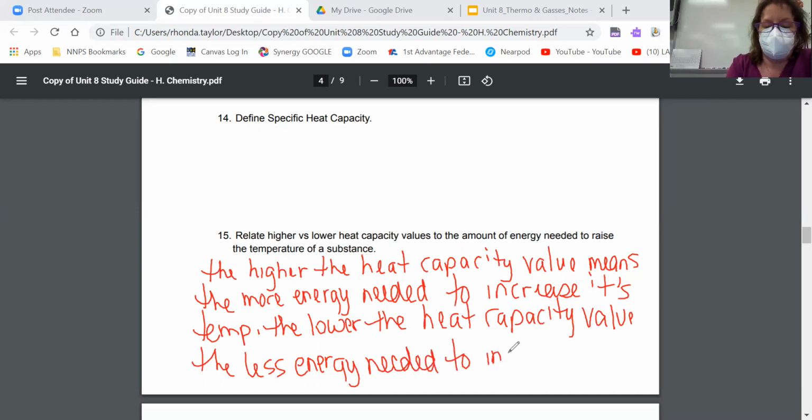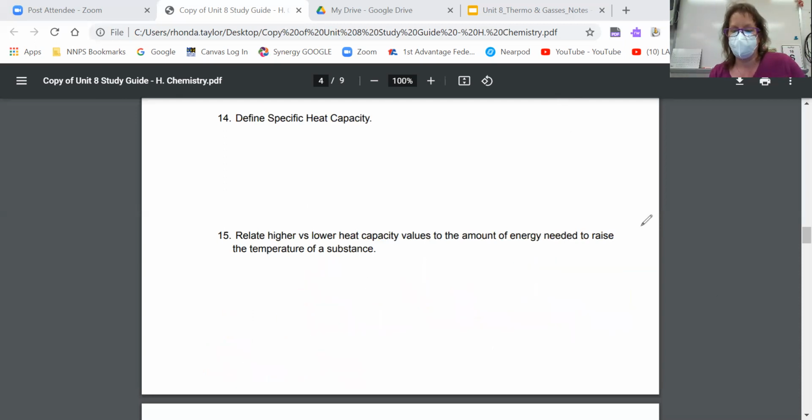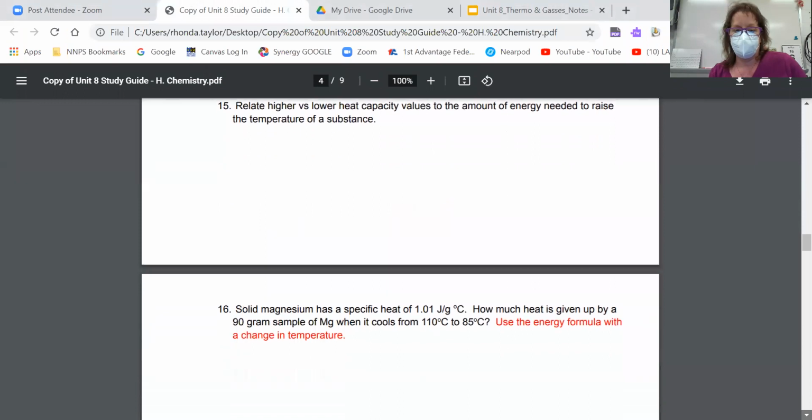To increase the temperature. In other words, the temperature is gonna go up a lot easier if you have a lower heat capacity value, because it's not gonna take that much energy to get the temperature to go up. But if you have a higher heat capacity, then it's gonna take a lot more energy. It's gonna take longer to get the temperature to go up.